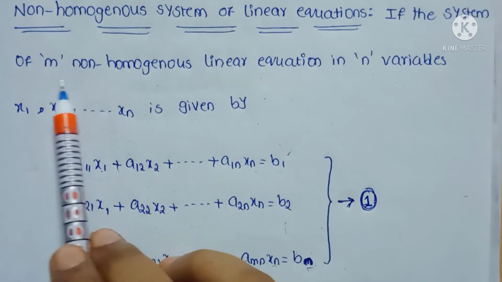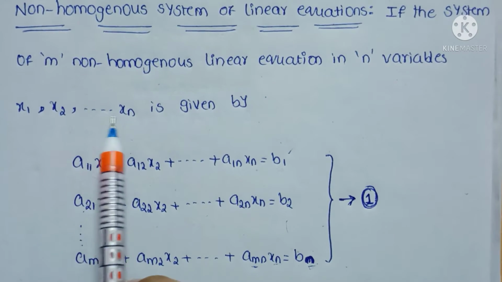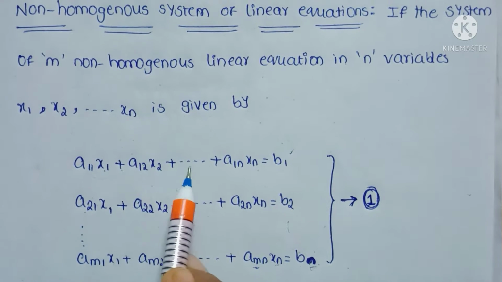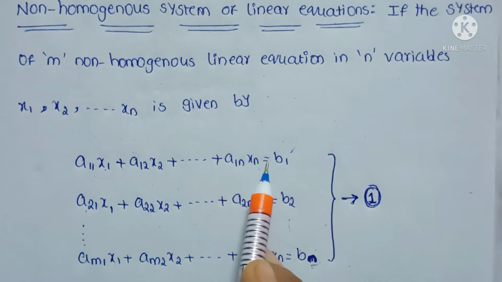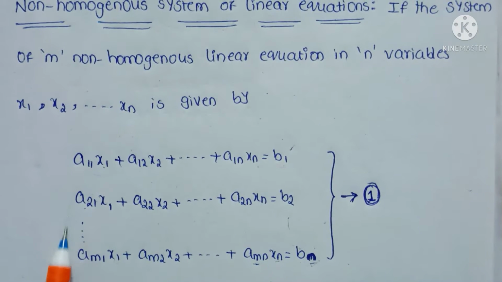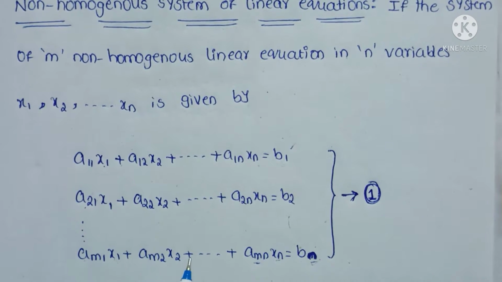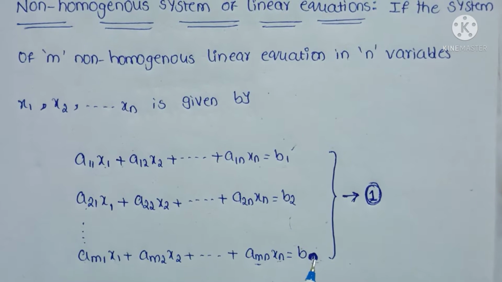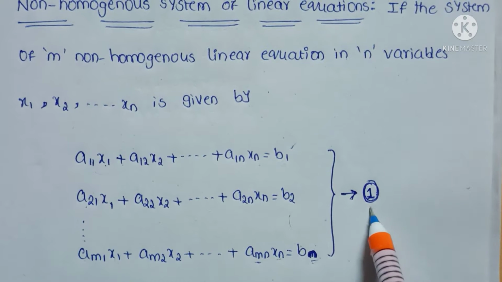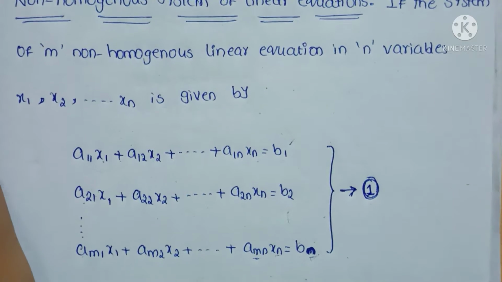If we have m non-homogeneous linear equations in n variables, x1, x2 and so on xn, it is written as a11 x1 plus a12 x2 plus and so on a1n xn equal to b1, where b1 is a constant. Similarly, the mth linear equation is am1 x1 plus am2 x2 plus and so on amn xn equal to bm. We consider these equations as equation 1, and they can be written in matrix form as AX equal to B.